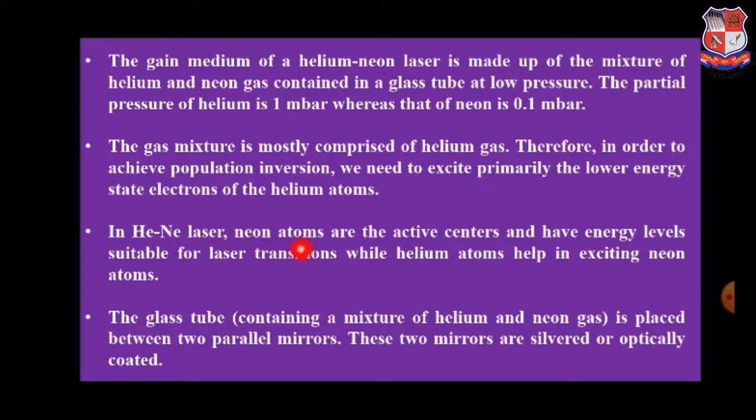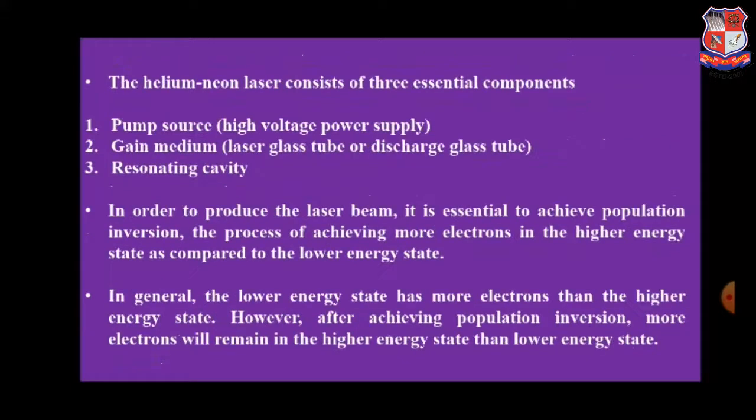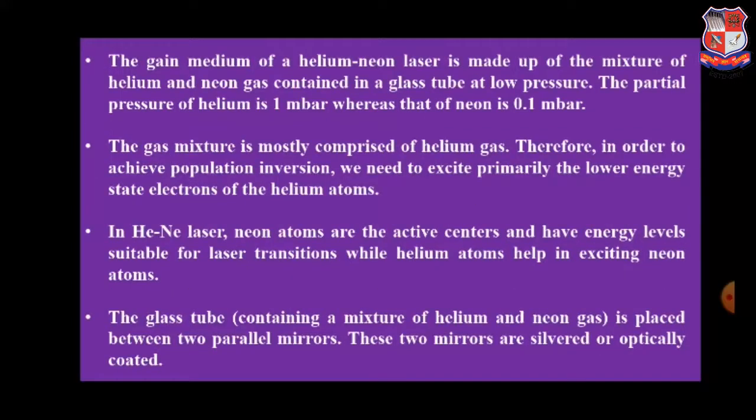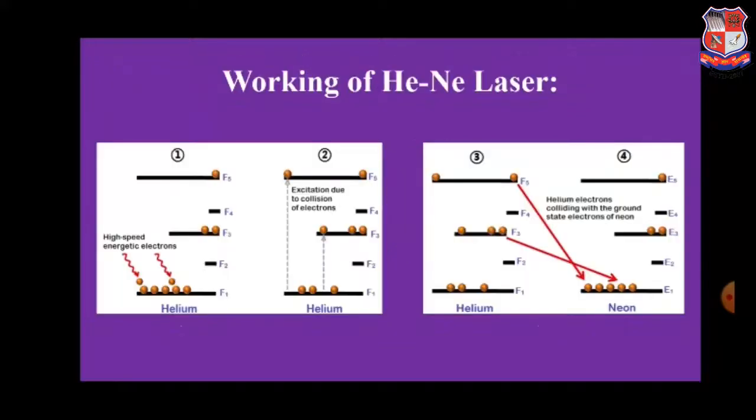In the HeNe laser, neon atoms are the active centers and have energy levels suitable for laser transitions, while helium atoms help in exciting neon atoms. That is why the glass tube containing the mixture of helium and neon gas is placed between two parallel mirrors, and these two parallel mirrors are silvered or optically coated. You have seen these particular mirrors. Now we will see the working of the HeNe laser.